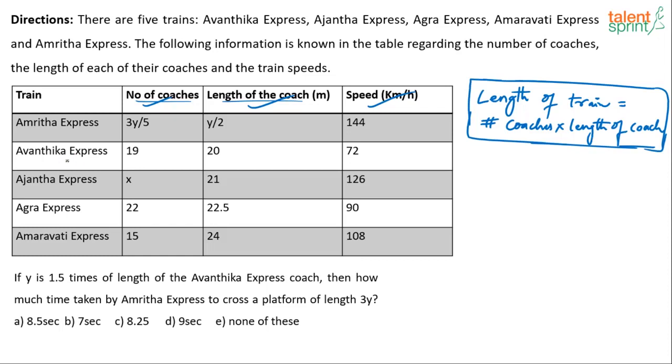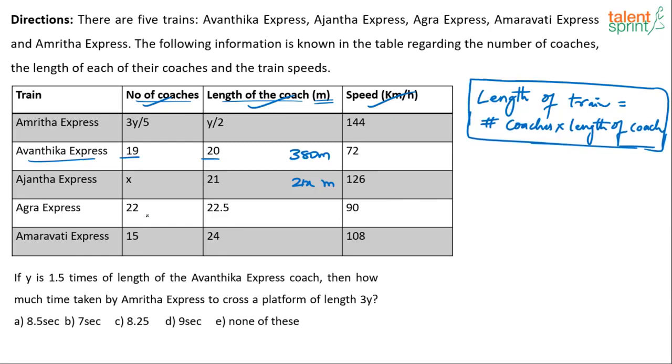For example, if you say what is the length of Avantika Express, 19 into 20, it will be 380 meters. It is in meters, right? Be careful, 380 meters. This is going to be 21x meters. This is 22 into 22.5, right? So you just need to do that calculation. Similarly, 15 into 24, right? And this will be 3y by 5 into y by 2. So once we know the value of y, you can find out the length of the train here, right?